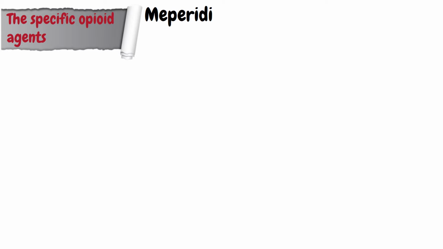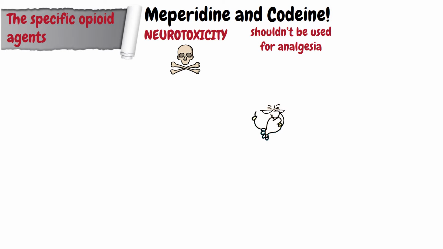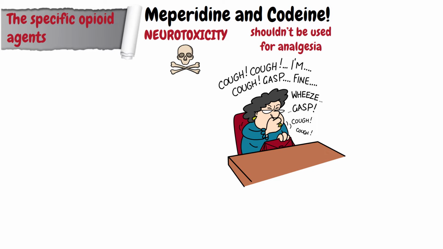Let's move on and talk about the specific opioid agents. Again, I will not be discussing meperidine and codeine. Meperidine is associated with significant neurotoxicity, and I don't see why we should use it anymore. Codeine has low potency and should not be used for analgesia. You still can use it for some cases of severe dry cough. Remember, we are talking about inpatient settings in this video, not outpatients.